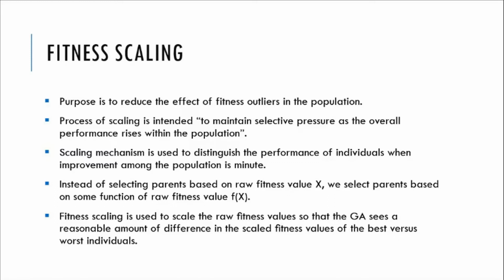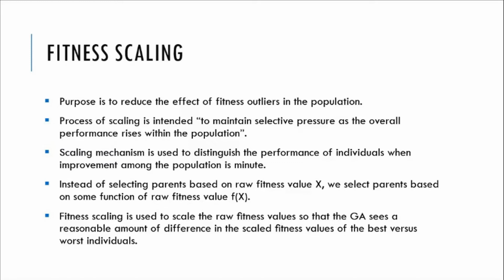So the process of scaling is intended to maintain selective pressure as the overall performance rises within the population. When the overall performance rises, that is, most of the individuals have higher fitness values, towards the end of the genetic algorithm, towards the end of the search procedure, most of the individuals will have a relatively higher value of fitness.